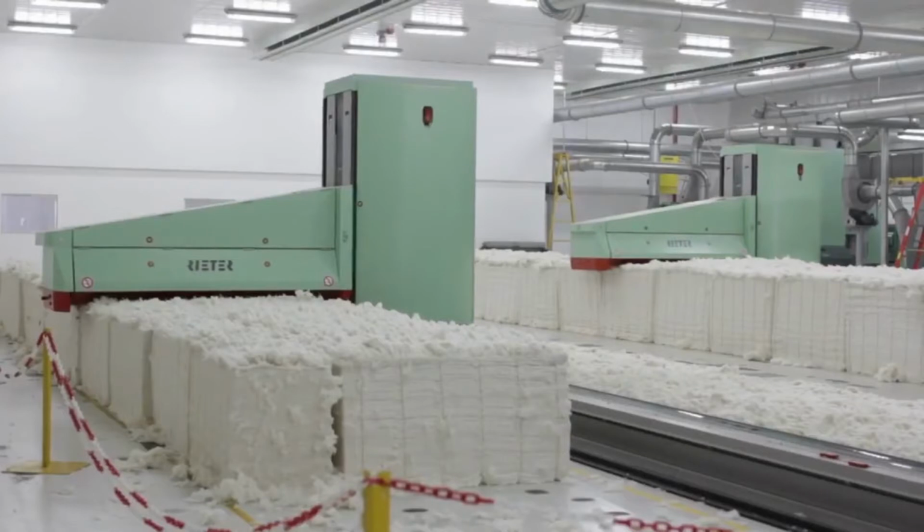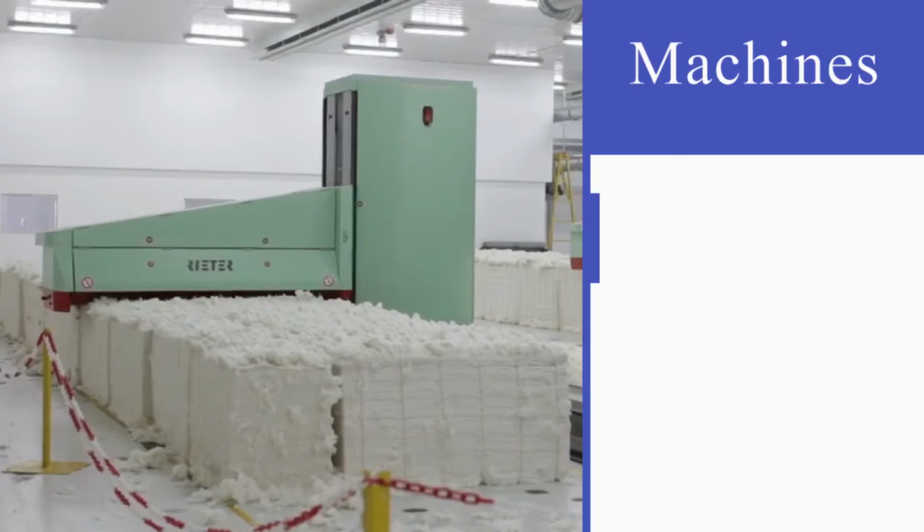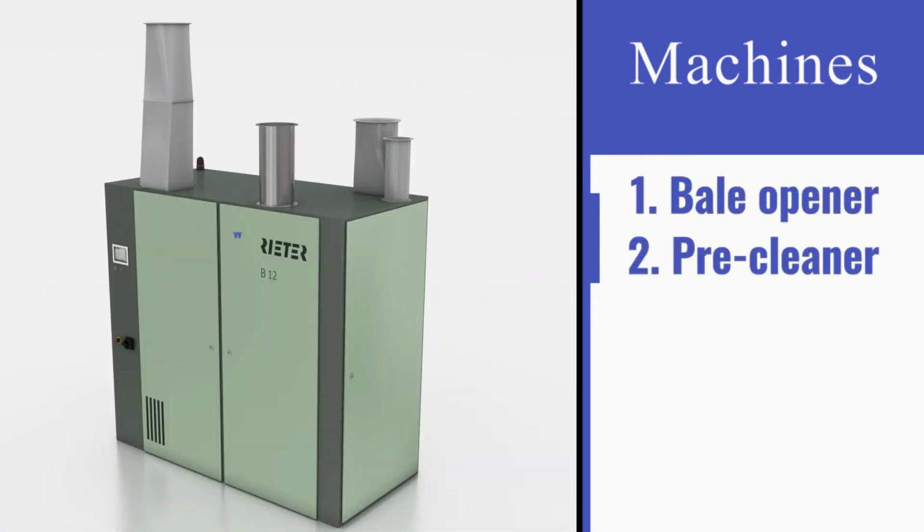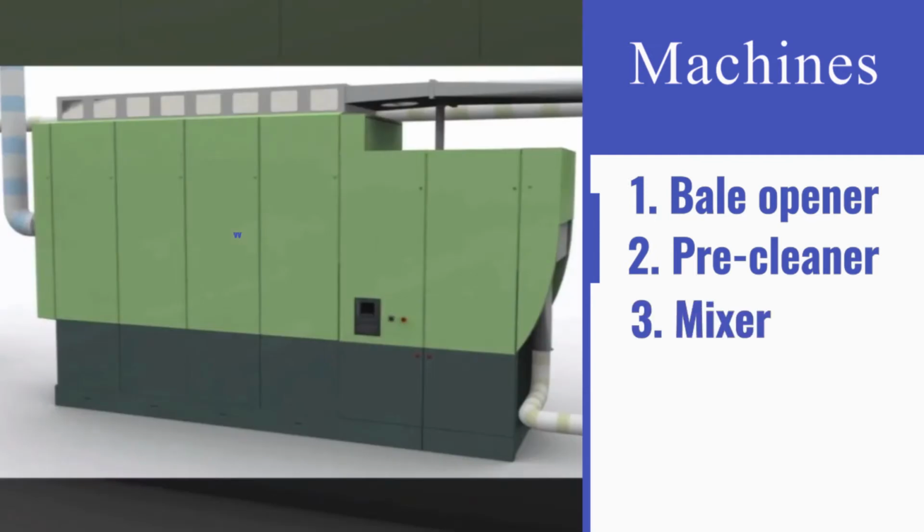So, let's look at the whole unit first. The first machine is the bale opener, the second one is the pre-cleaner, and the last one is the mixer.